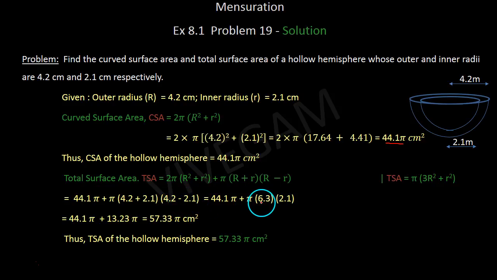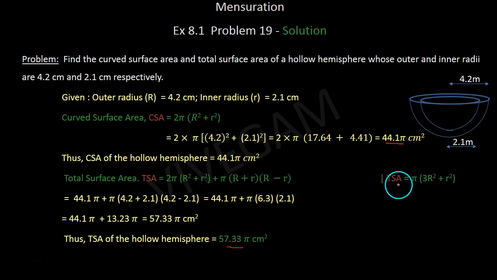So that is pi into 6.3 into 2.1. Okay, 4.2 plus 2.1 is 6.3. 4.2 minus 2.1 is 2.1. Okay, so 44.1 pi plus pi into 6.3 into 2.1. This is 13.23 pi. This when added up with 44.1 pi, you'll get 57.33 pi centimeter square. So this is the total surface area.